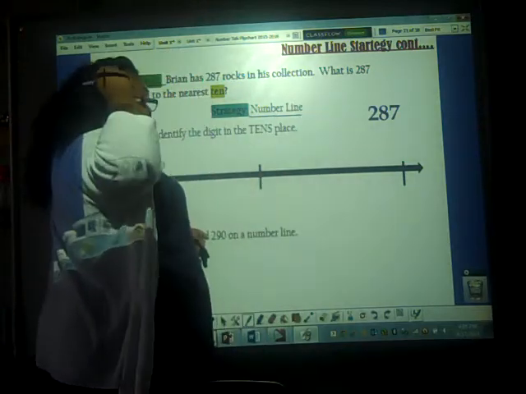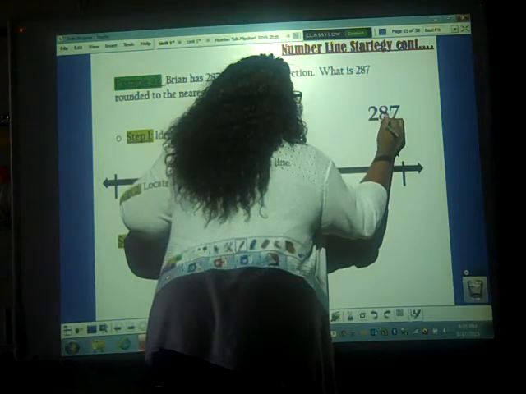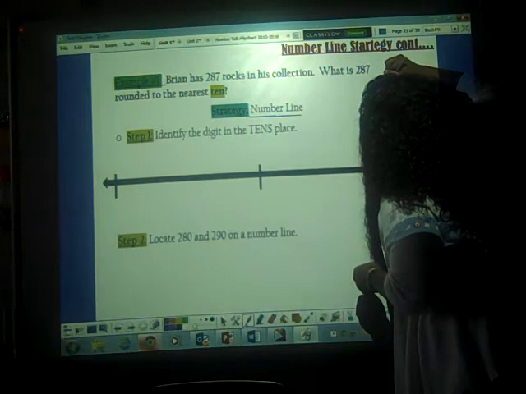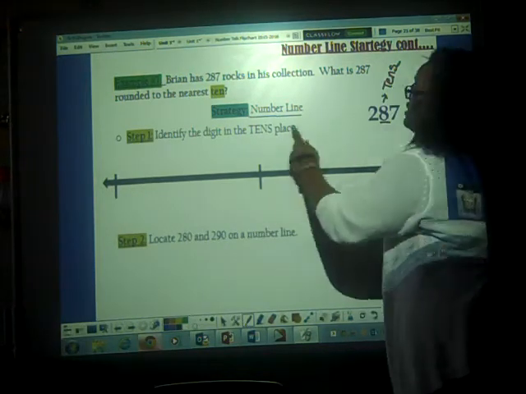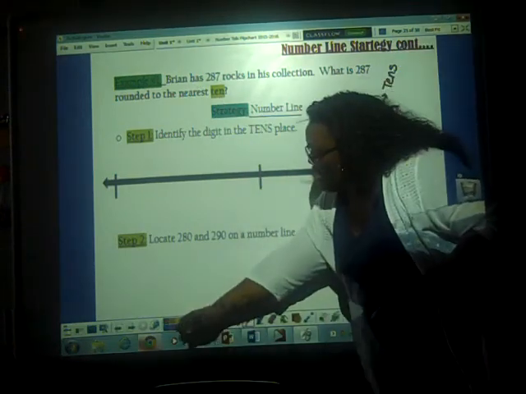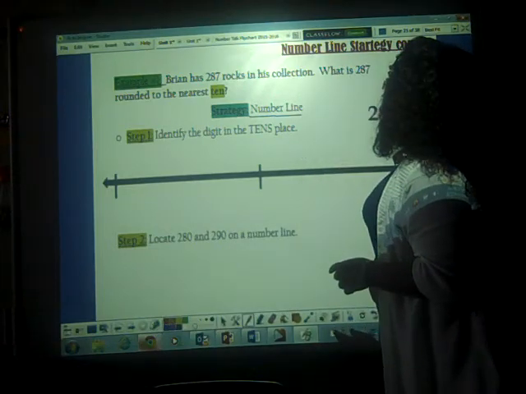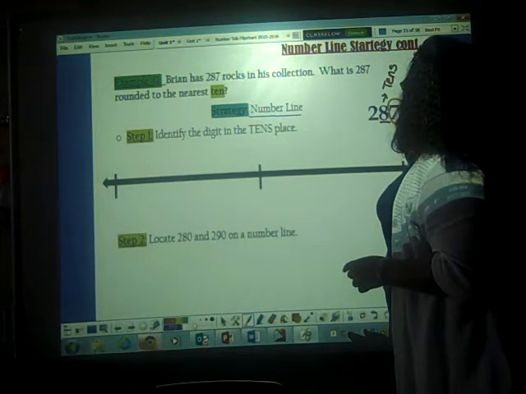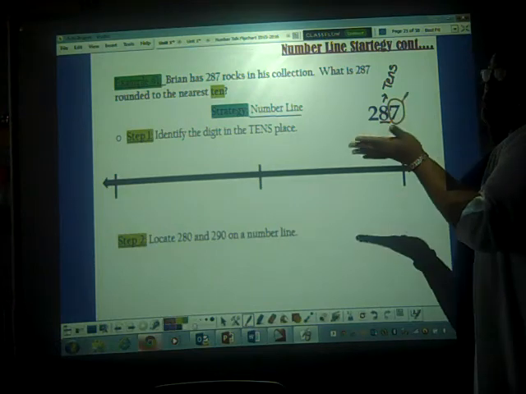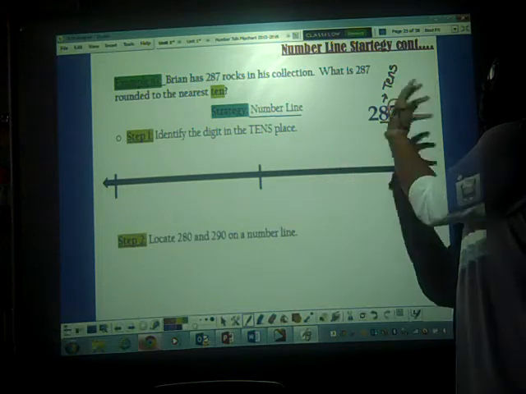So we're using our understanding, our knowledge of place value. Our 7 is in the ones, and our 8 is in the tens place value. So right here, we're going to write tens, because they told us to round 287 to the nearest tens. So here, I underline tens as my place value, and then we use a different color. This number right here is kind of leading into our next strategy, which is underline and circle.